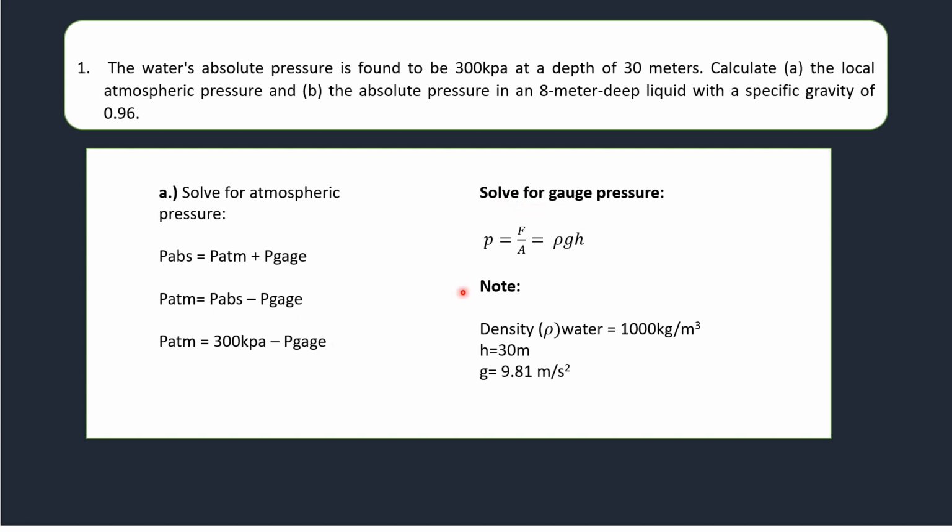We already know that the formula for pressure is equal to force over area, or rho g h. Note the density of water is constant, that is 1000 kg per cubic meter, and the height, which is given, is 30 meters, and the acceleration due to gravity is a constant 9.81 meters per square second.